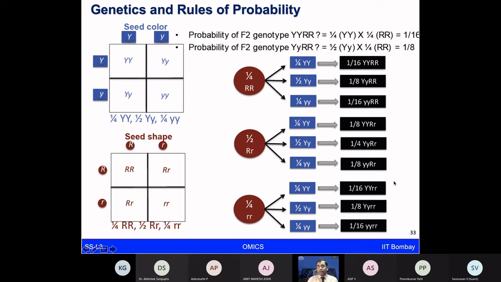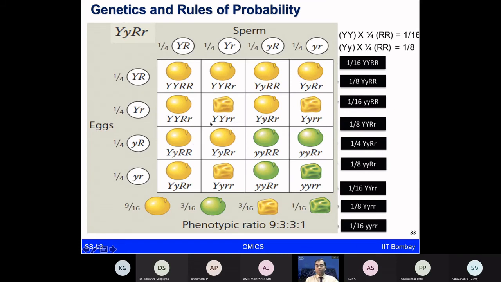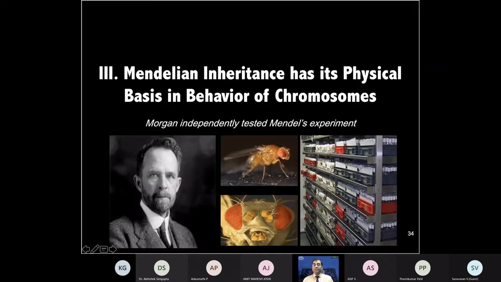So you can actually look at the complex cross, which looked very biological, and see that it is actually very mathematical. You can simply look at the probabilities of these gametes to occur, and you can derive what kinds of seeds are going to appear in the F2 generation, and the possibilities of the coloration and the shape, right? So this is how genetics and the rules of probability are very important. There are a lot of genetic tests which follow these kinds of basic principles.